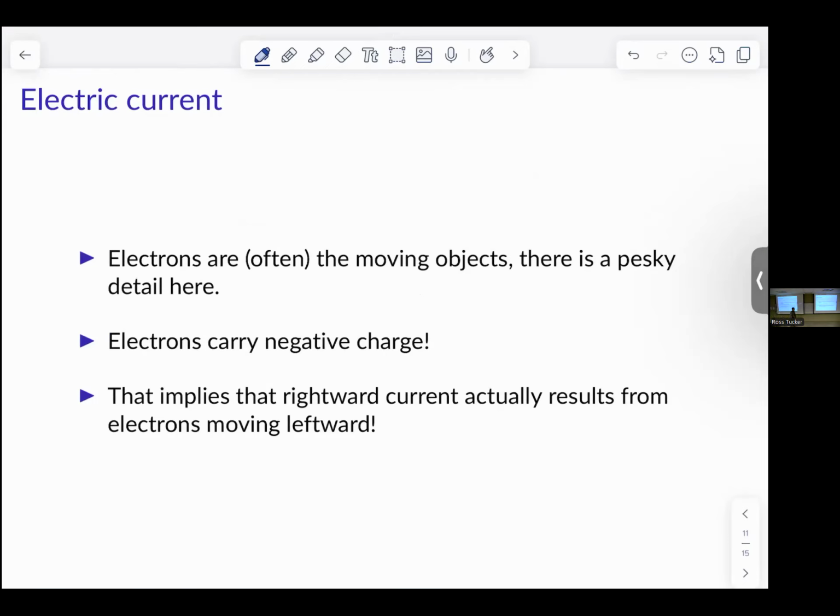So a rightward current actually for metallic conduction results in electrons moving in the leftward direction. The good news is, unless I am specifically talking about the velocity of electrons, you don't need to care about this. I will say that the current is 3 amps clockwise. You don't need to care that the actual motion is electrons going counterclockwise. You don't need to think about that.